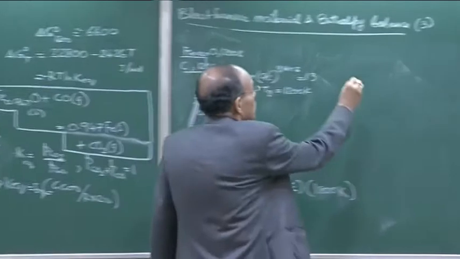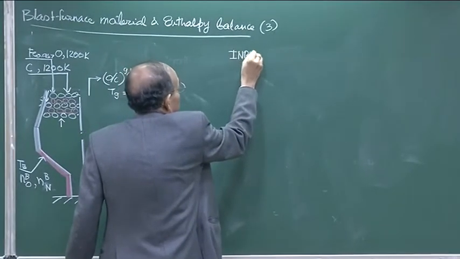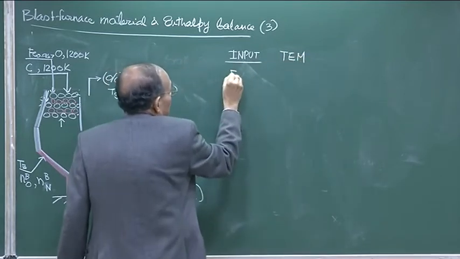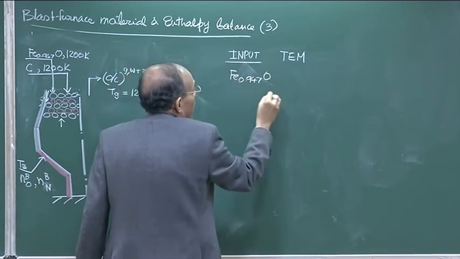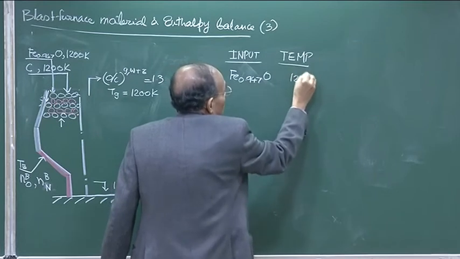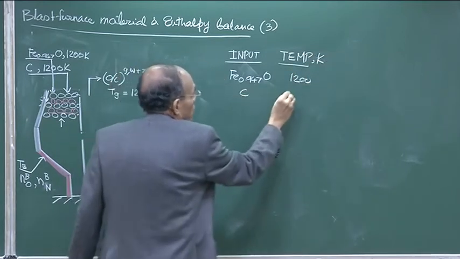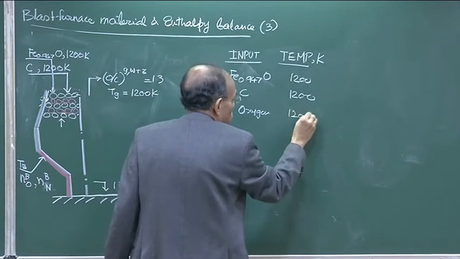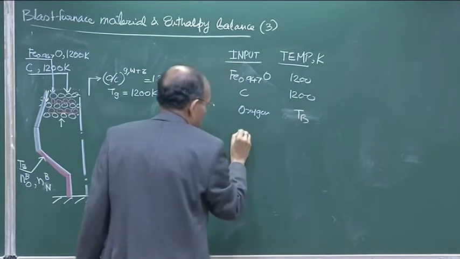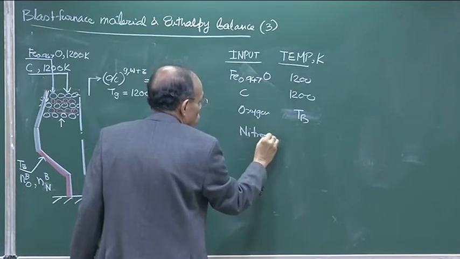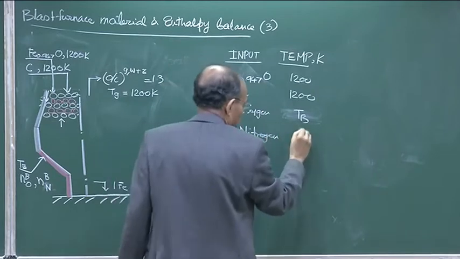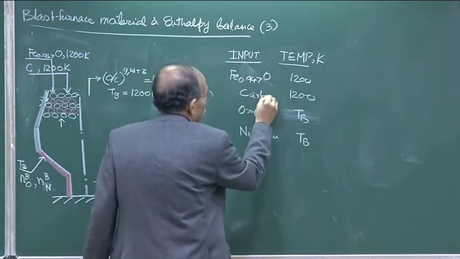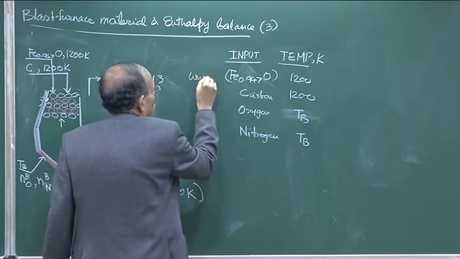So, let us see the input. What are the inputs in the furnace and the temperature? So, iron ore, that is Fe0.947O, and the temperature is 1200, and all temperatures are in Kelvin. Carbon 1200, oxygen 1200, sorry, Tb, plus temperature, nitrogen, that is Tb. So, this is carbon, this is Wustite or iron ore.